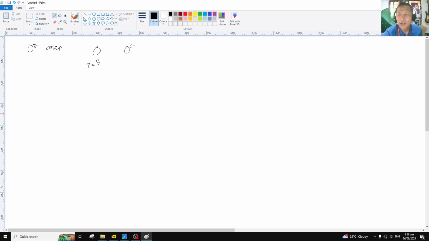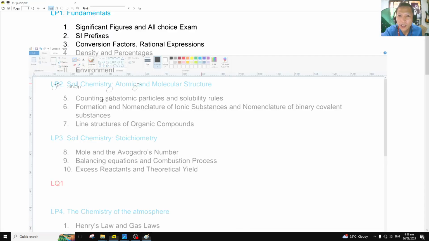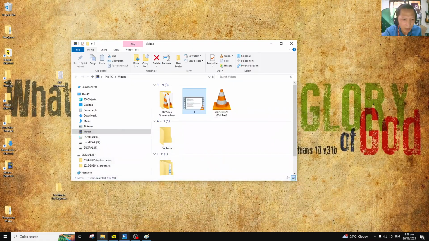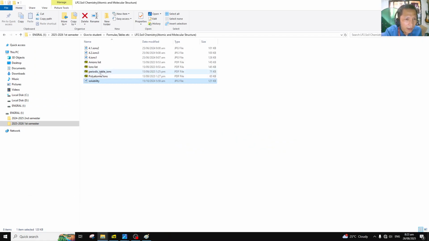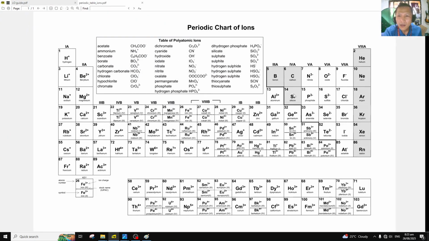Periodic table. Let's get the periodic table. Oxygen has 8. Proton is 8 because of that atomic number 8.